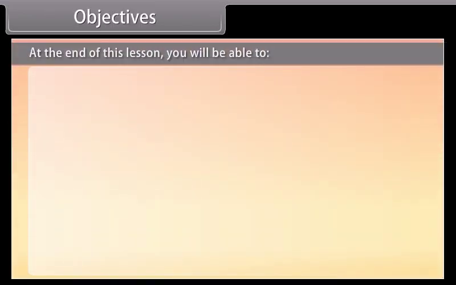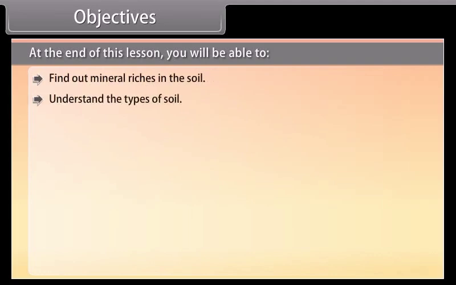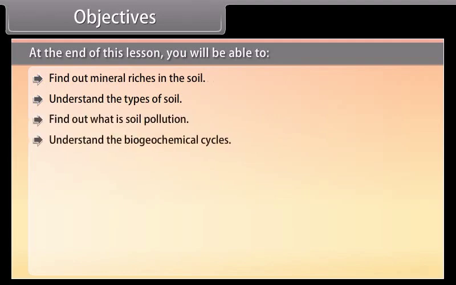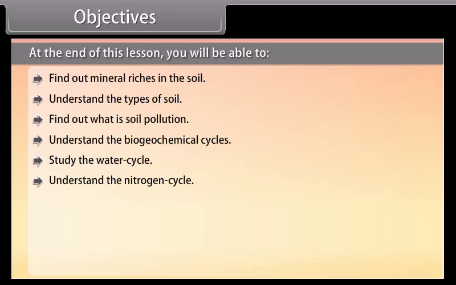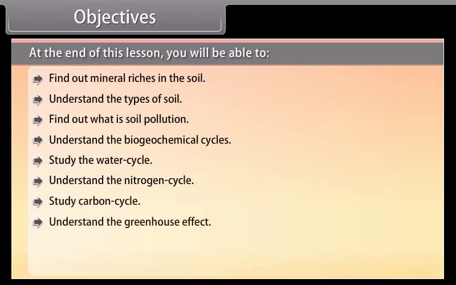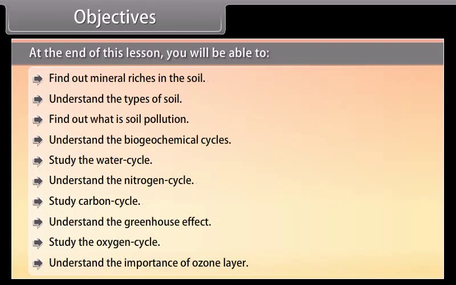Objectives. At the end of this lesson, you'll be able to find out mineral riches in the soil, understand the types of soil, find out what is soil pollution, understand the biogeochemical cycles, study the water cycle, understand the nitrogen cycle, study carbon cycle, understand the greenhouse effect, study the oxygen cycle, understand the importance of ozone layer.